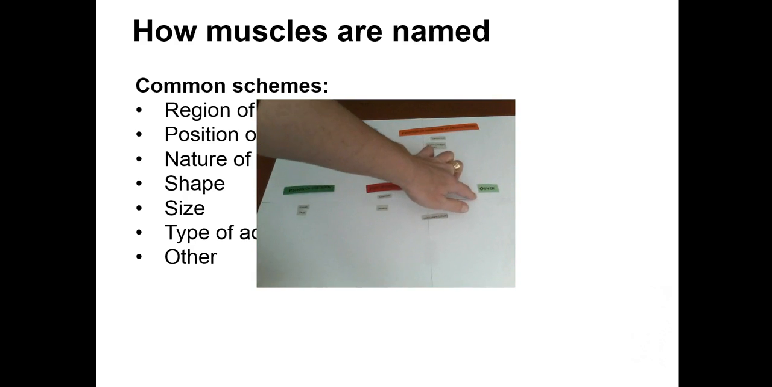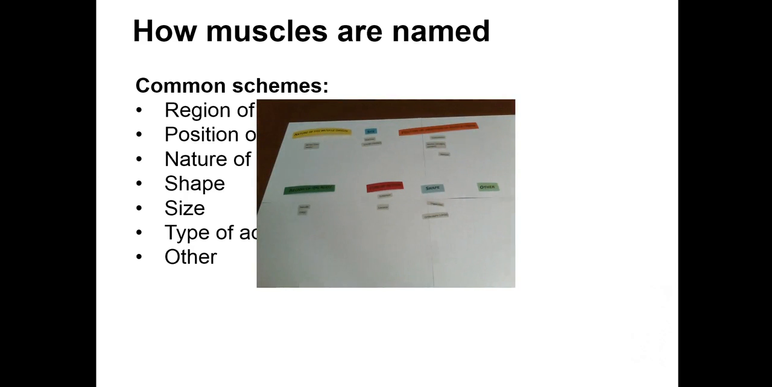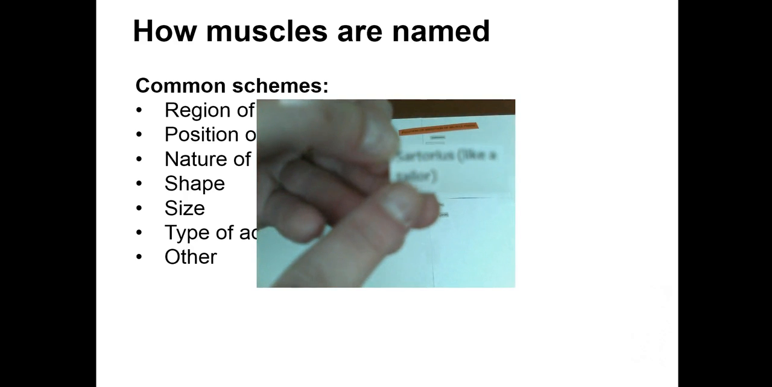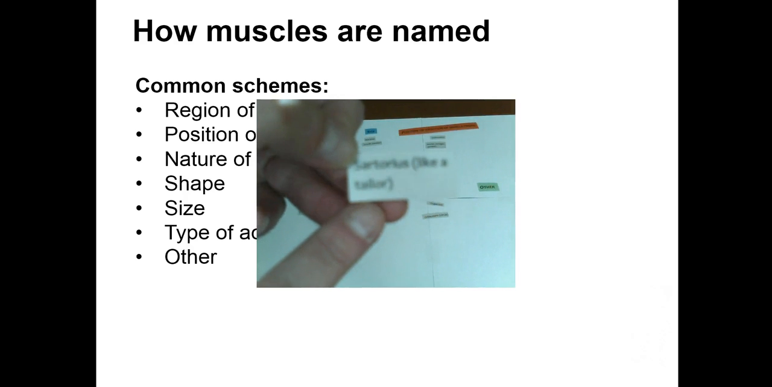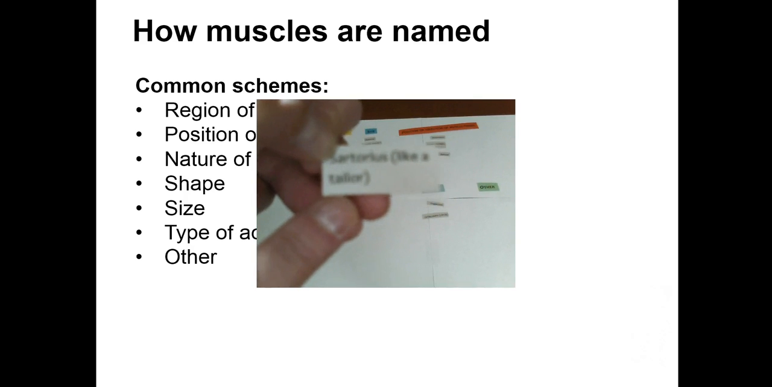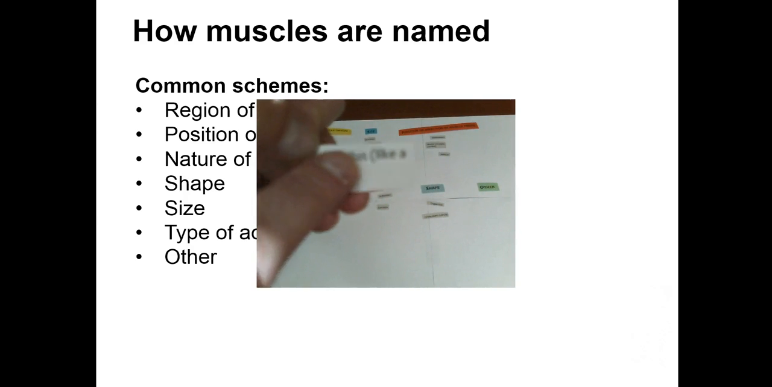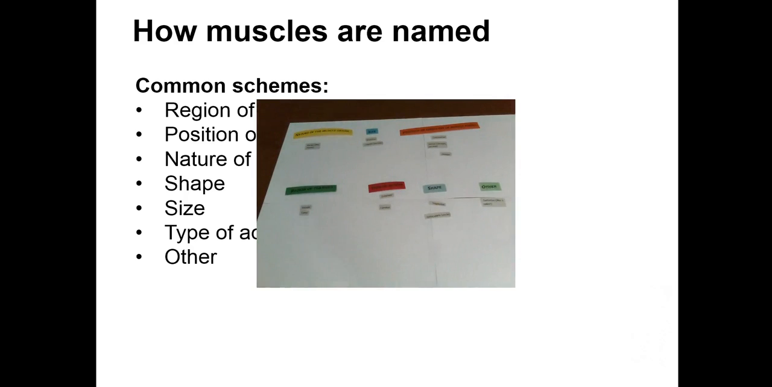Now I have this category other, and let me give you an example of what I would put in other. Now here's this one, sartorius, and what it means is like a tailor. Now it turns out that this is a type of action, but to me, I'm not really familiar with what tailors do. It doesn't make a lot of sense to me. That would be one that I would have to memorize, sartorius. Okay? And so I would put that in the other category.